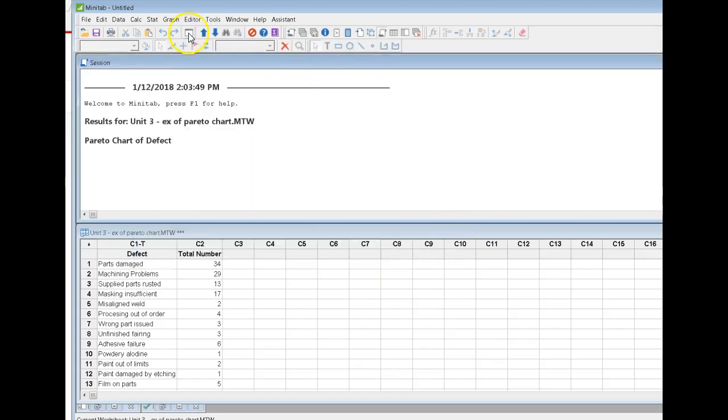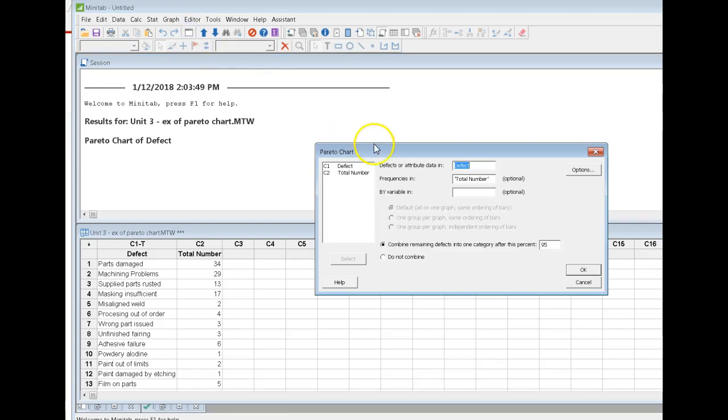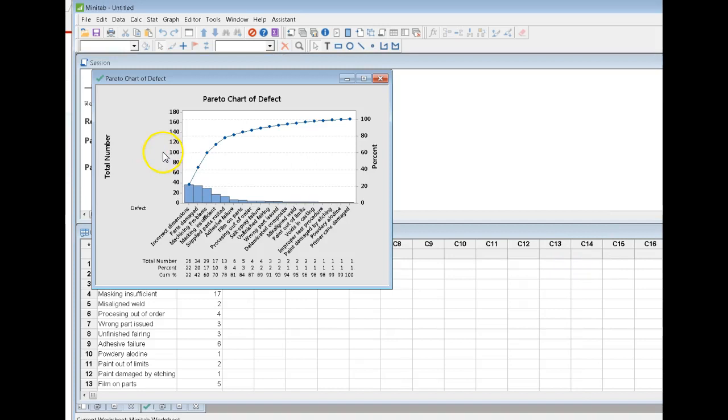Alright, now I'm just going to go back to my last dialog box I had opened. And this time I'm going to say do not combine. And we'll see what the difference is. Now we get many more categories, because on the first one everything beyond misaligned weld was lumped into the last 5%. Here they're showing individually. Now which way you want to do this is entirely up to you. It depends on how you want to display it. Alright, so that basically is our Pareto chart.